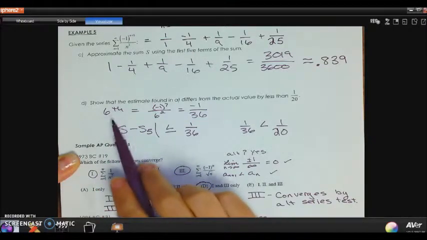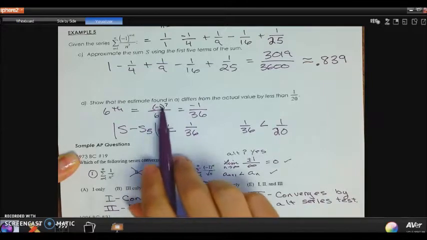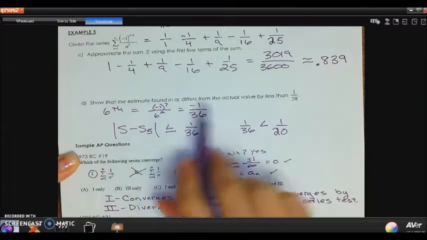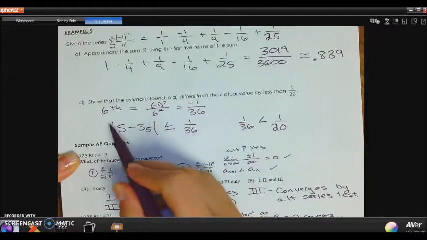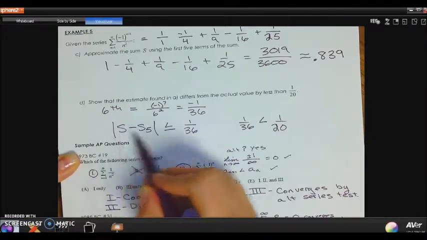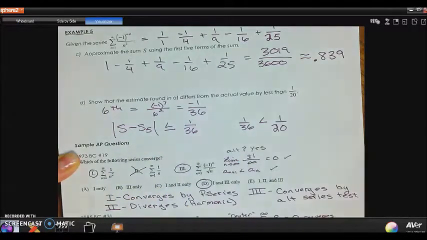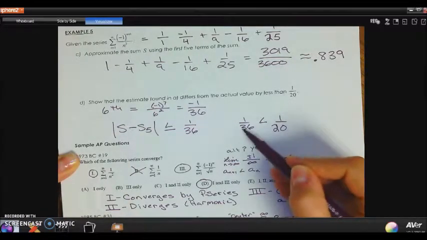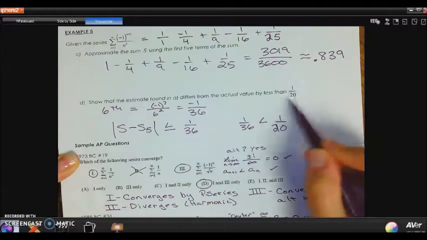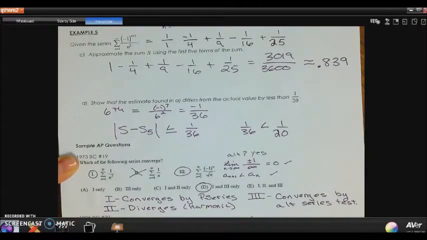So to find the 6th term, I plug in n equals 6. So 6 squared is 36, and 6 plus 1 is 7, and that's going to be negative 1/36. So I say, all right, well, the true sum minus that is going to be, in absolute value, less than that 1/36. Well, I know that 1/36 is less than 1/20, so it meets those requirements. And then you're done with that one.